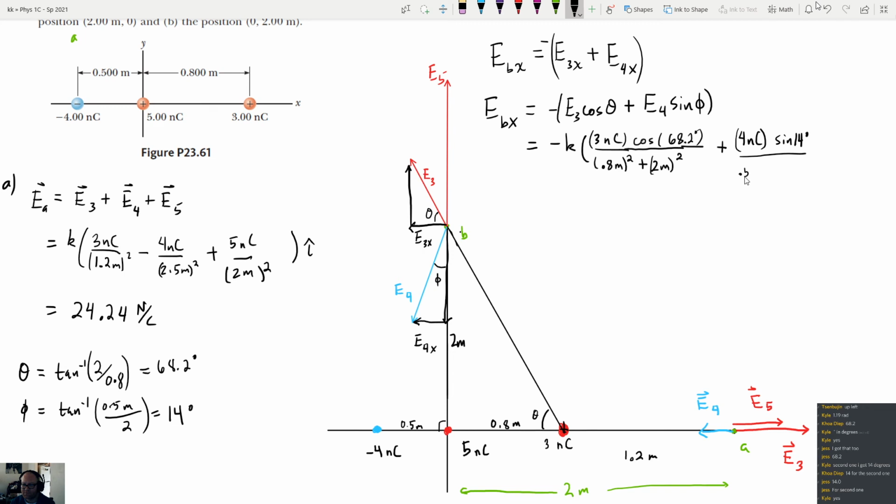I saw one person put an answer for the x component. They said they got negative 4.23. Do people agree with that? Oh no, that was calculating the net. The x should just be negative 2.17.